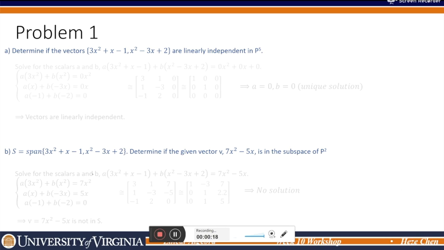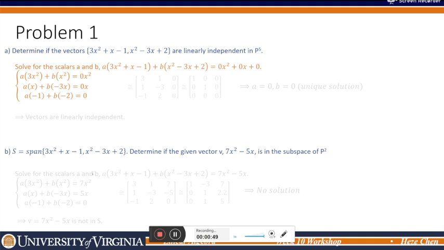in P2. If these two vectors are linearly independent, then the zero vector can only be expressed as a linear combination of these two vectors with zero coefficients. So we can solve for the scalars a and b. A times 3x squared plus x minus 1 plus b times x squared minus 3x plus 2 should be equal to the zero polynomial.